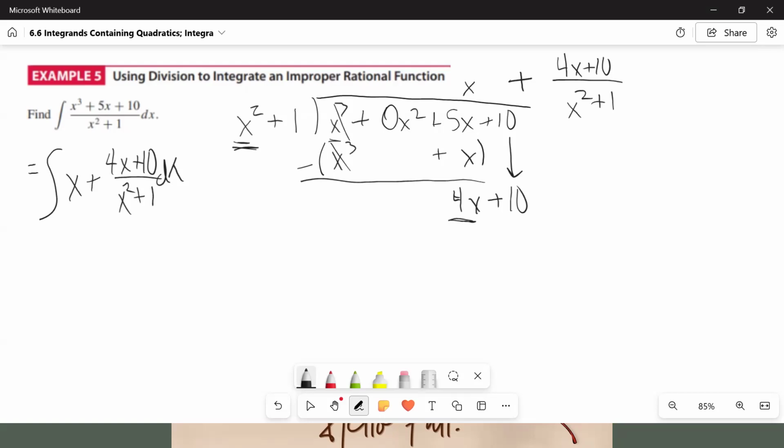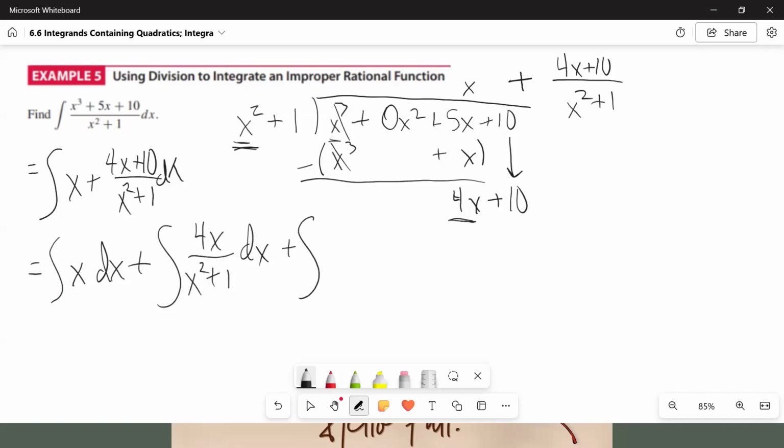But what I can do is separate it like this, where I break apart the numerator into two separate fractions. But remember, when you break apart a numerator into separate fractions, you have to put it over the same denominator. So they both have to be over x squared plus 1. The antiderivative of x dx is x squared over 2.